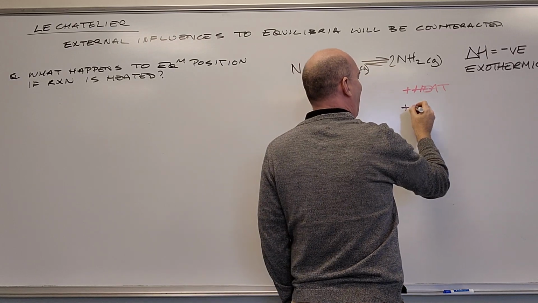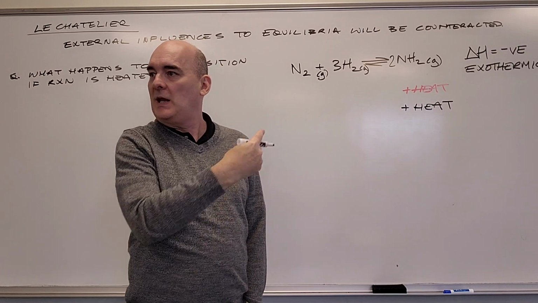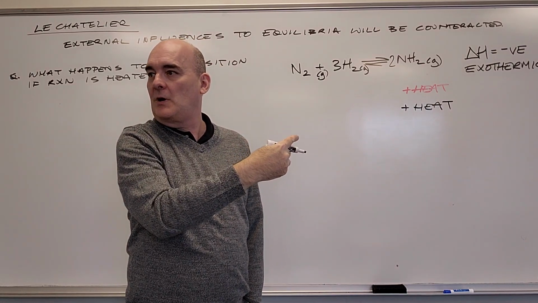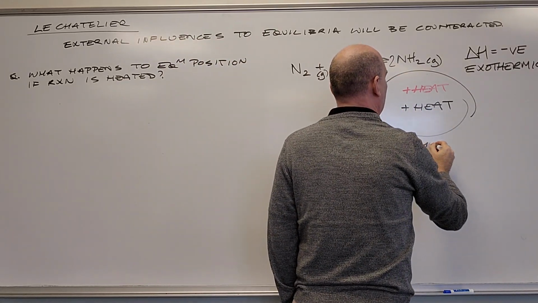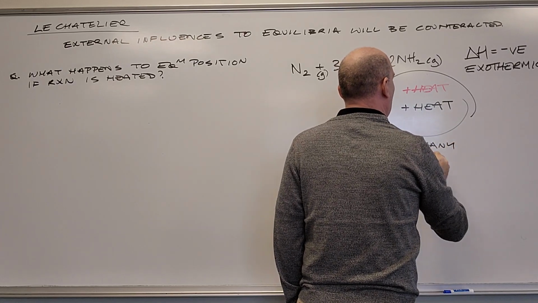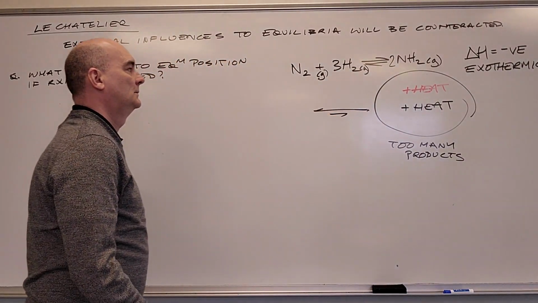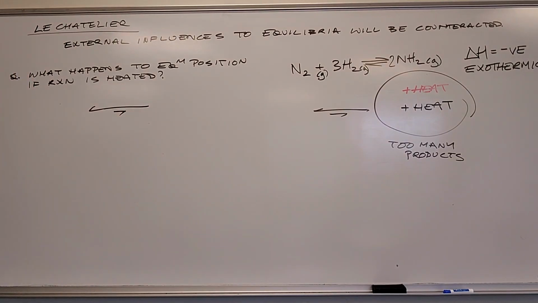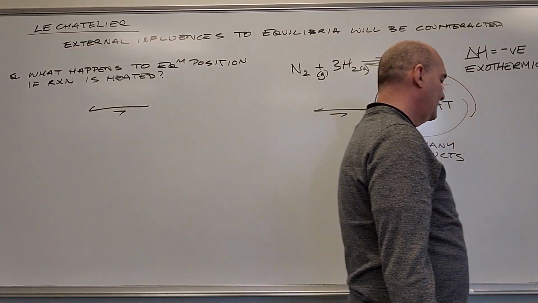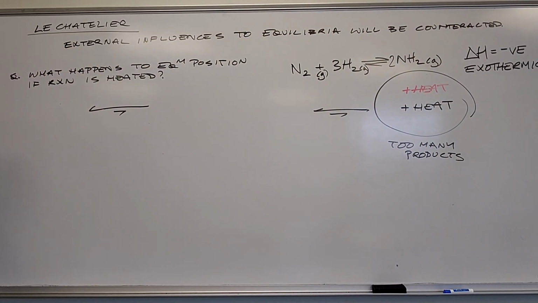So when I add additional heat, now I have too much heat. I have too many products. These count as products. So I have too many products, more react, and my reaction shifts this way. This will convert products back into reactants. It counteracts what you're trying to do.